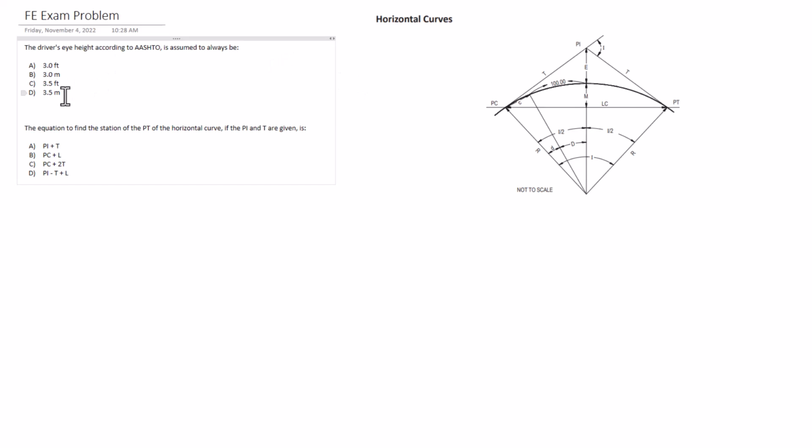It's not going to be 3.5 meters. That's almost close to 11 feet. So we know it's not these 2 answers. So we know that it's either A or C. And so now we're kind of in a guessing phase. And you would either put A or C.